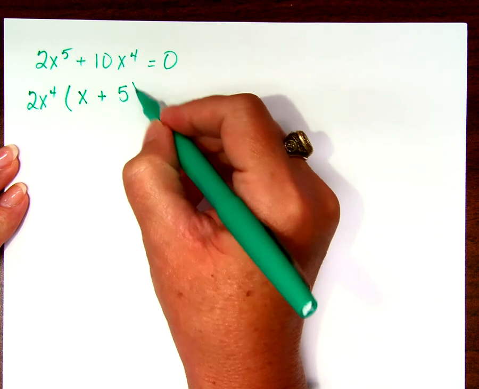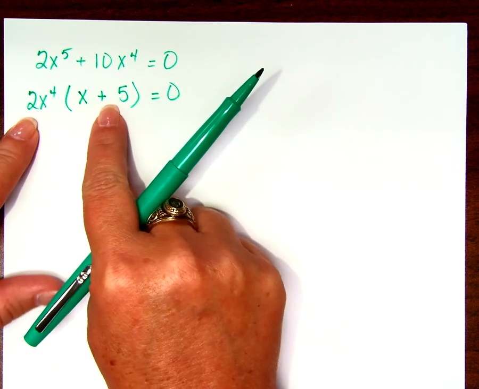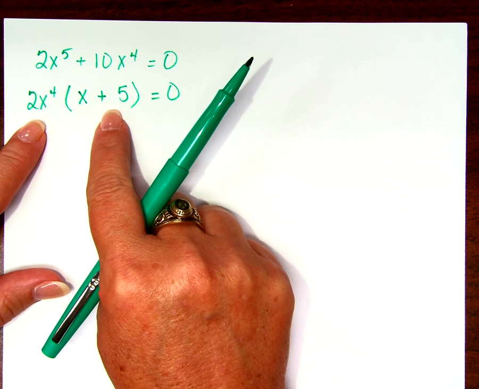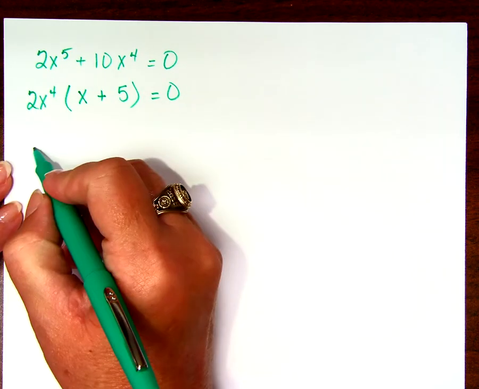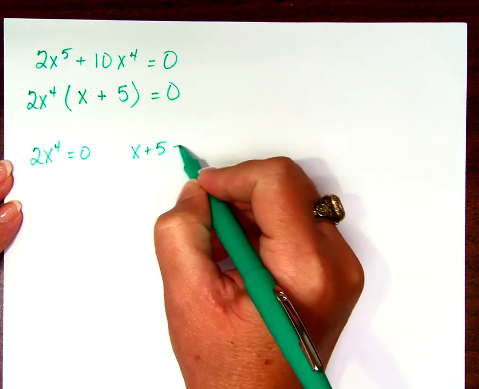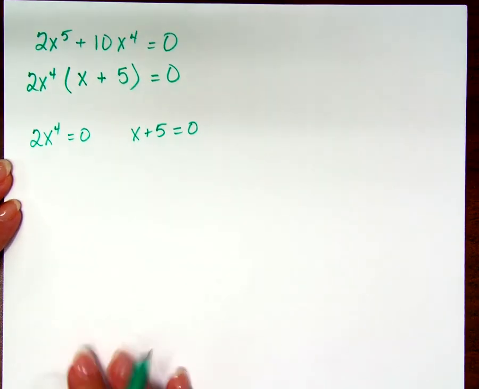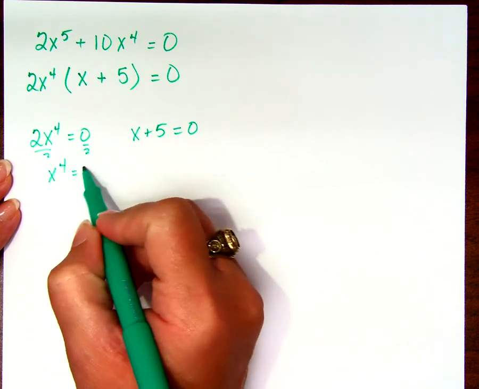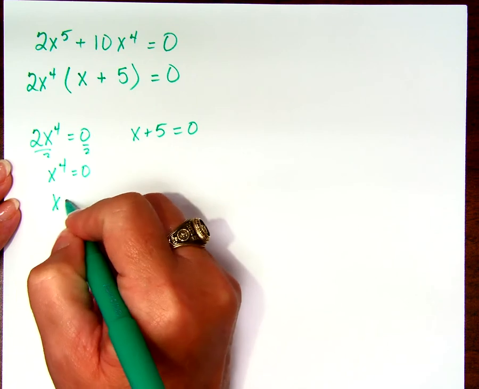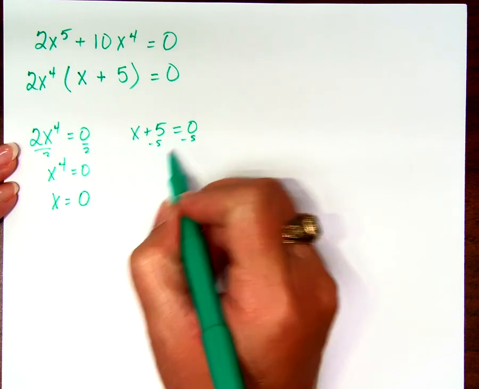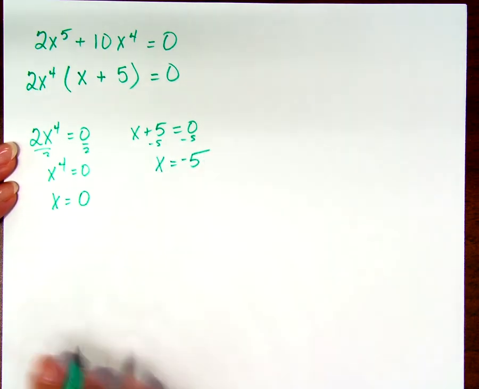x plus 5. If these two things multiply together and equal 0, what has to be true about at least one of them? One of them equals 0, right? So we say 2x to the 4th equals 0 and x plus 5 equals 0. Well, if I need to say x to the 4th equals 0 like that, I can, but what does x equal in this problem? 0, right? Okay. What about the right side? x equals negative 5. Any questions about that one?